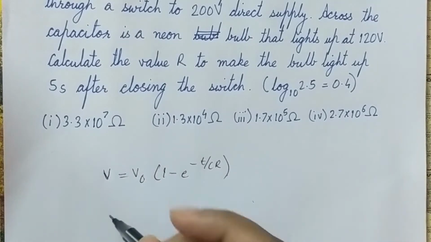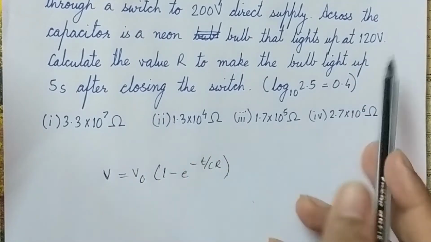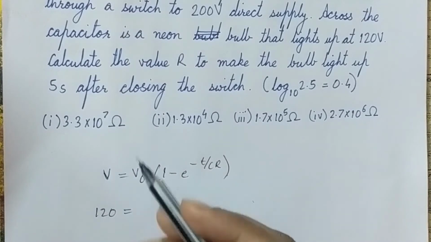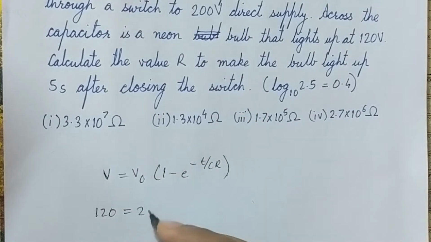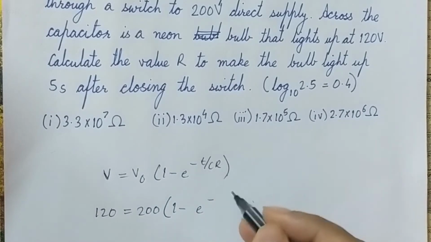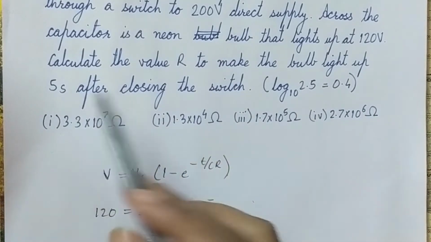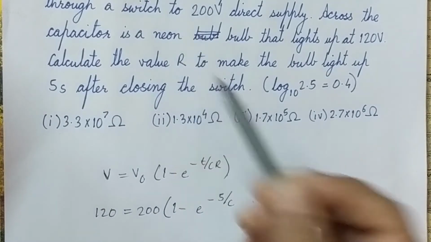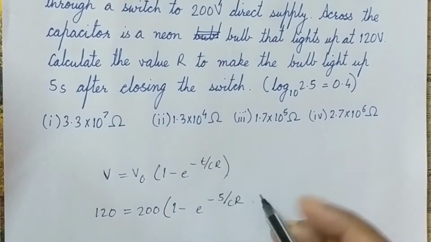Now let's put the values in. It says that this V should be 120 volt, so putting 120 in. The V naught, the maximum voltage, should be 200 volts: 200 times 1 minus e to the power minus t by CR. So t is given as 5 seconds and the C value is given as 2 microfarad, and R I'll put the values in later.